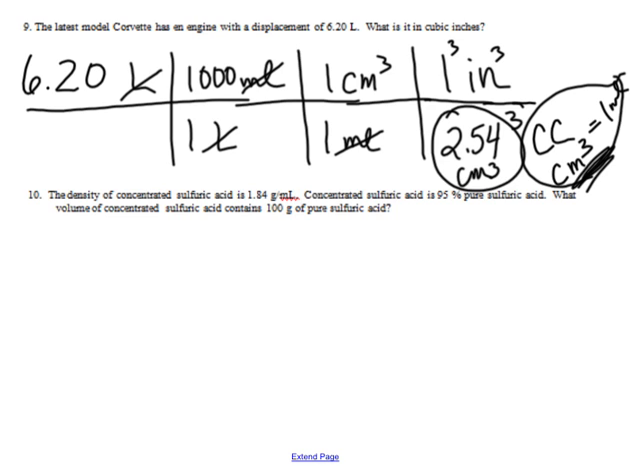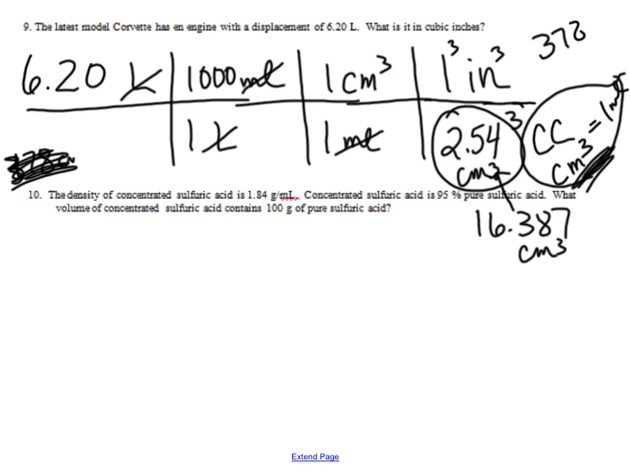But 16.387 cubic centimeters is what this number is, okay? So go ahead to 3 sigfigs. Tell me how many cubic inches we have. 178? 378. Oh my God. I keep making mistakes. 378 cubic inches. And that is the answer. Okay?